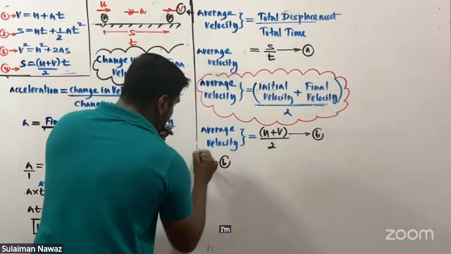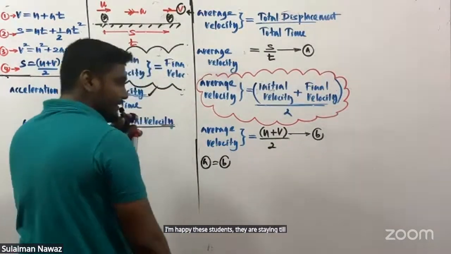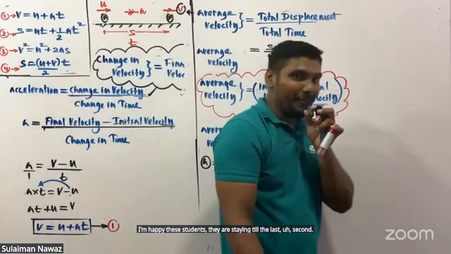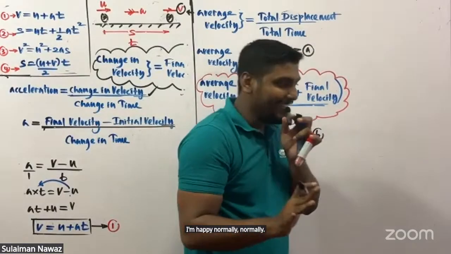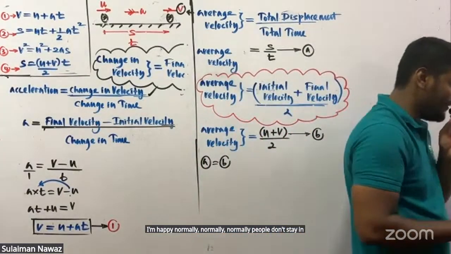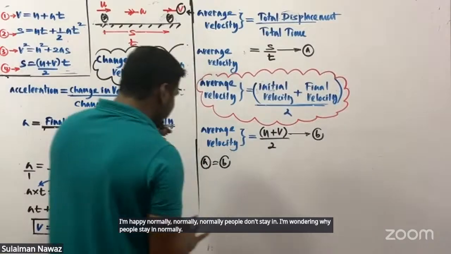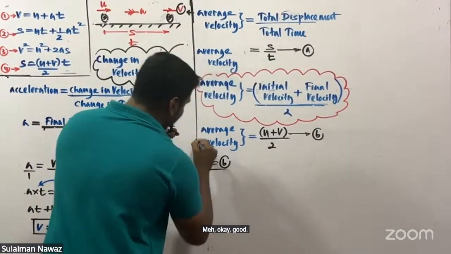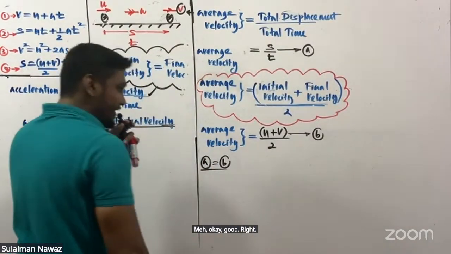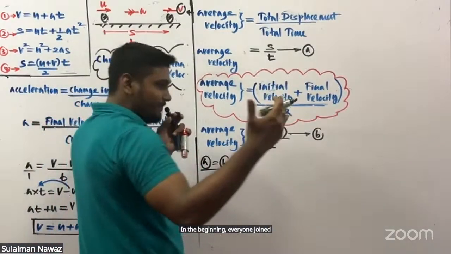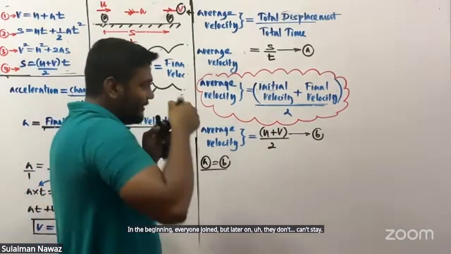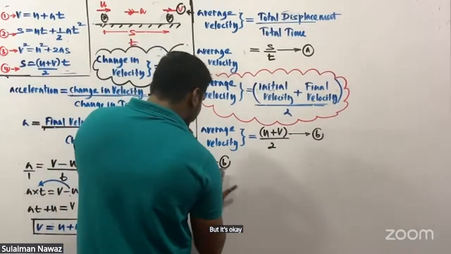I'm happy these students are staying till the last second. Normally people don't stay. I'm wondering why people normally don't stay. In the beginning everyone joins, but later on they can't stay. But it's okay now. Considerable students are staying in the session.